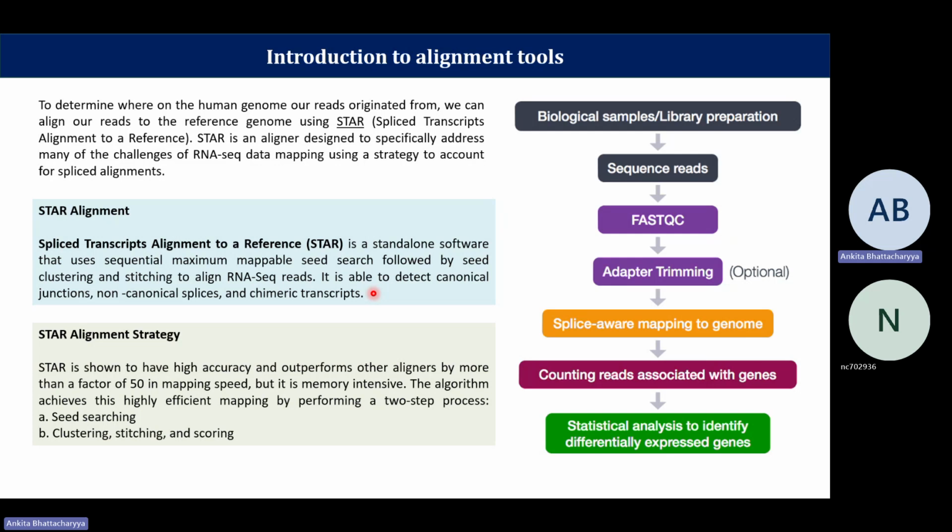So STAR aligner, one of its major commendable features is that it has very high accuracy and it actually outperforms other aligning tools by a factor of more than 50 in mapping speed. But its shortcoming lies in the fact that it is a memory intensive tool, and the algorithm achieves this highly efficient mapping by performing a two-step process. What are those two steps? First, it does something called seed searching, and two, it does clustering, stitching, and scoring. So we'll come to this in the next slide.